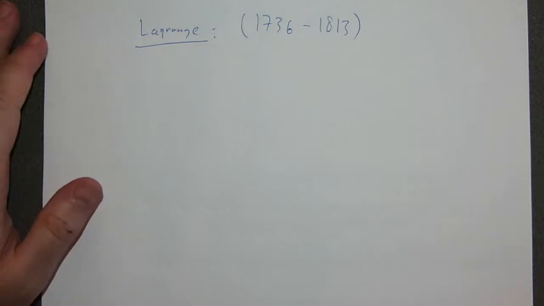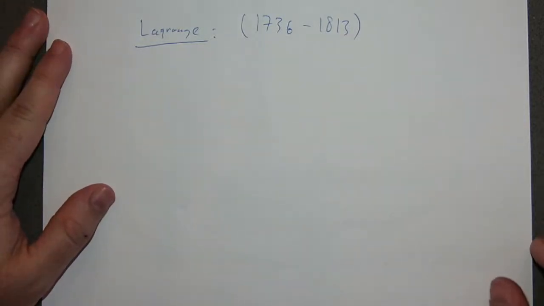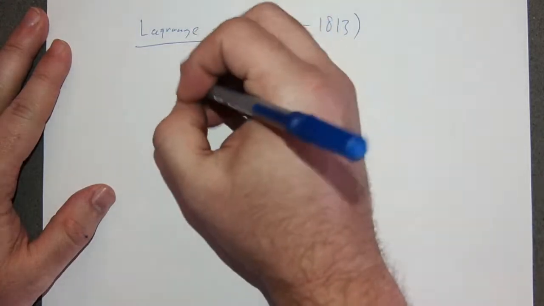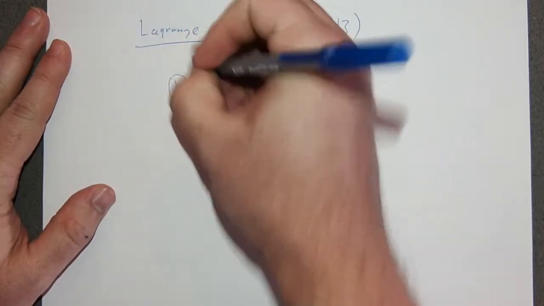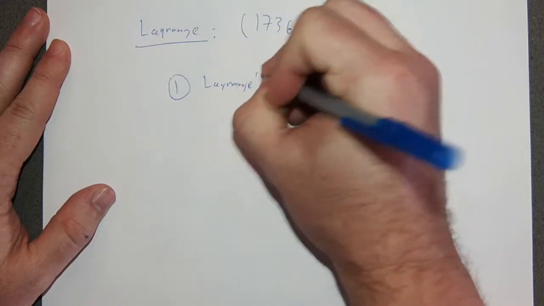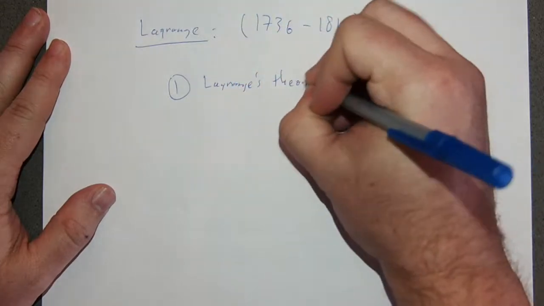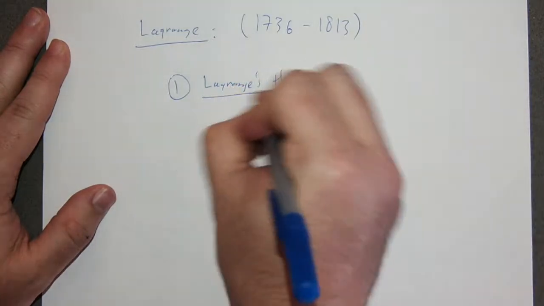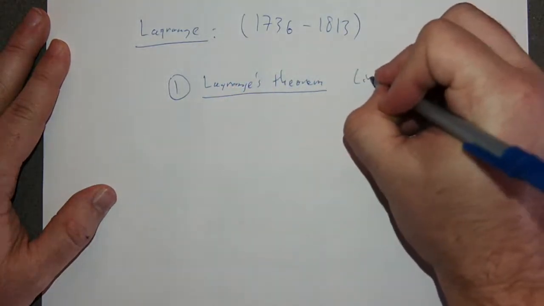So anyway, what are some of Lagrange's accomplishments? He was responsible for something called Lagrange's theorem. Now, he did not actually prove this, so this is in group theory.